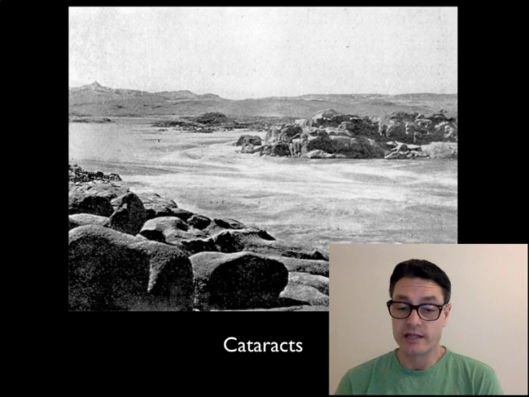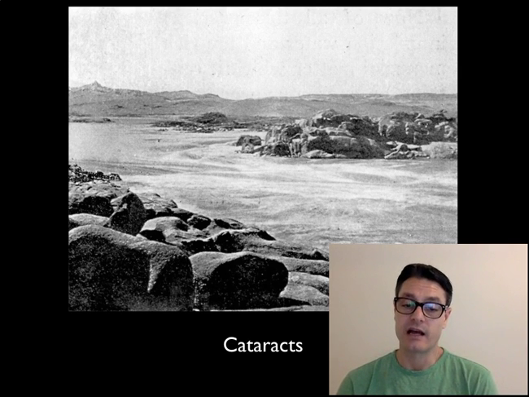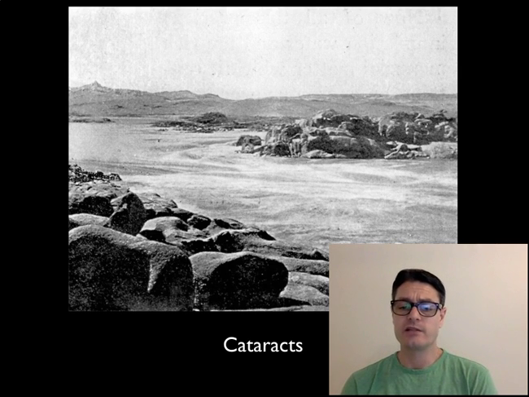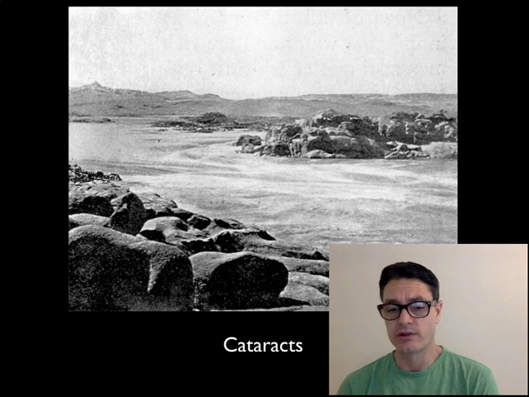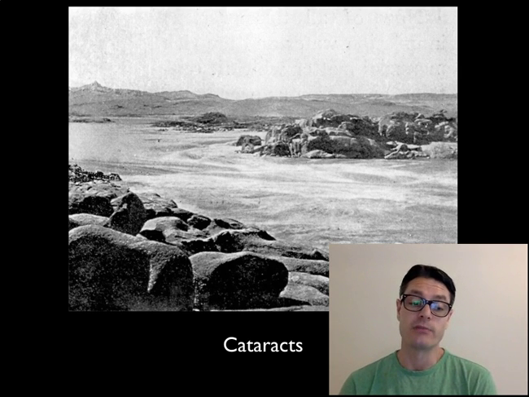Another term we need to learn is a term called cataracts, or cataract is the singular, and there are a number of these cataracts along the Nile River. It's probably hard to see in that image there, but it just means whitewater rapids, which made it very hard to traverse the Nile. In fact, to take a ship across those whitewater rapids, you often had to get out of the ship and drag it using ropes from either side of the river, because they were just too hard to navigate.